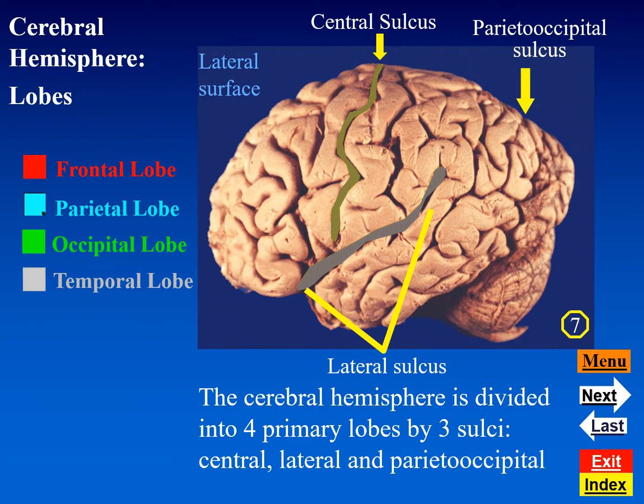Anterior to the central sulcus and above the lateral sulcus, we have the frontal lobe. And posterior to the central sulcus and anterior to the parietal occipital sulcus, we have the parietal lobe. And posterior to the parietal occipital sulcus, we have the occipital lobe. Below the lateral sulcus is the temporal lobe.